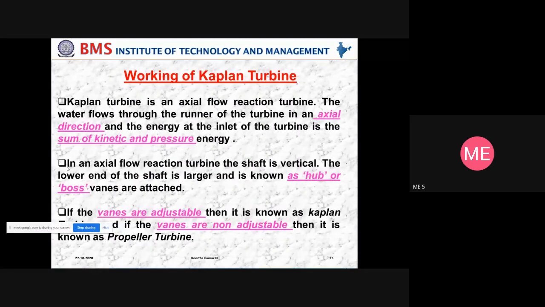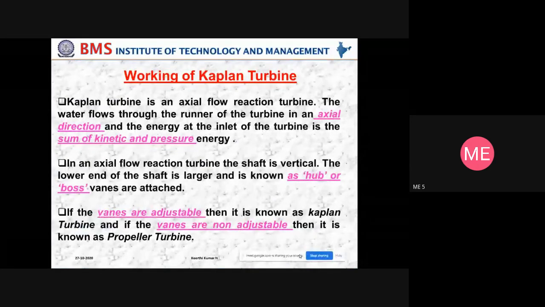Next, in an axial flow reaction turbine, the shaft is vertical. The lower end of the shaft is larger and is known as the hub, the boss. Vanes are attached to it, or buckets are attached to it; instead of buckets, we'll call them vanes. If the vanes are adjustable, then it is known as a Kaplan turbine, and if the vanes are non-adjustable, then it is known as a propeller turbine.